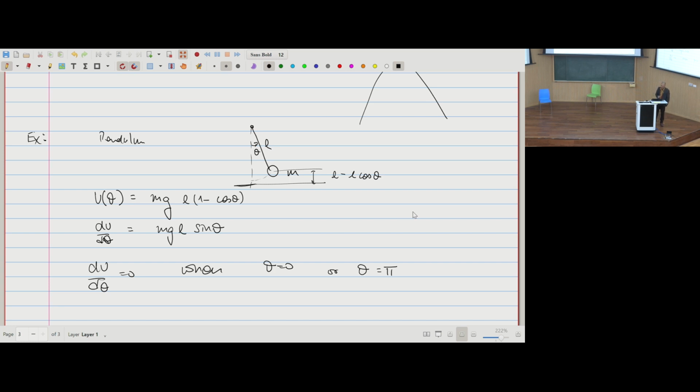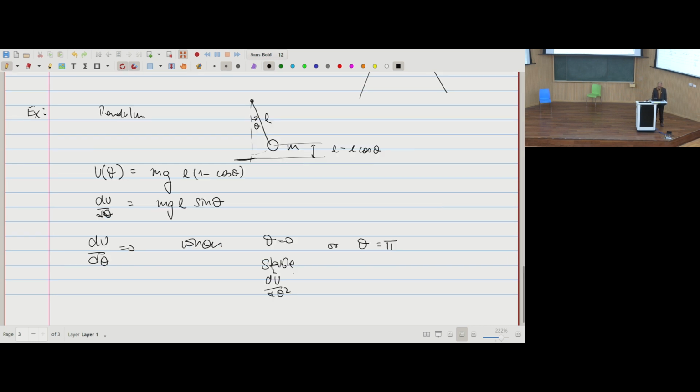Theta equal to 0 is stable. Check it. It's a minimum, so the second derivative with respect to theta is greater than 0. And theta equal to pi is unstable, as you will see that the second derivative is less than 0, it's a maximum, but both are equilibrium positions. So we'll conclude that this system has two equilibrium positions. One is at the bottom, that's a stable one. You displace it, it tends to come back. One is at the top.